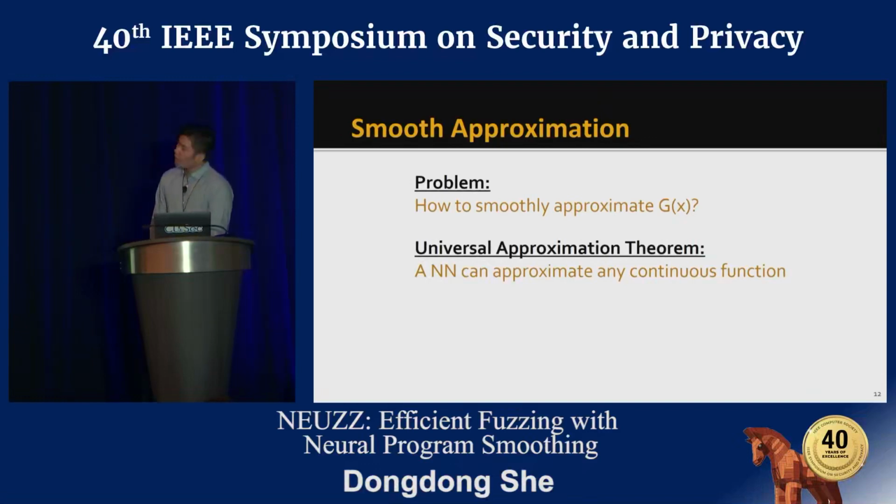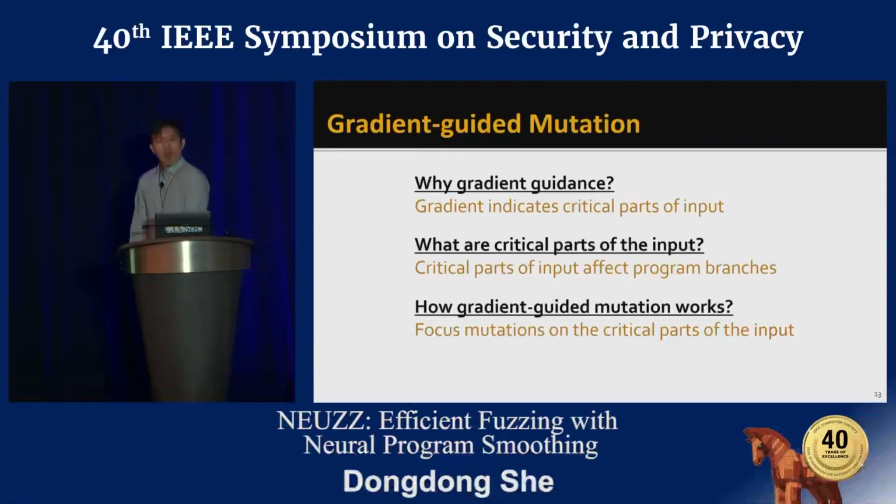program. According to the universal approximation theorem, a single hidden layer neural network model can approximate any continuous function. Thus, the neural network is a natural fit to this task. Our solution is to use a neural network model to smooth approximate G(x), and our learned function is H(x). After obtaining the smooth approximation, then we perform gradient-guided mutation.